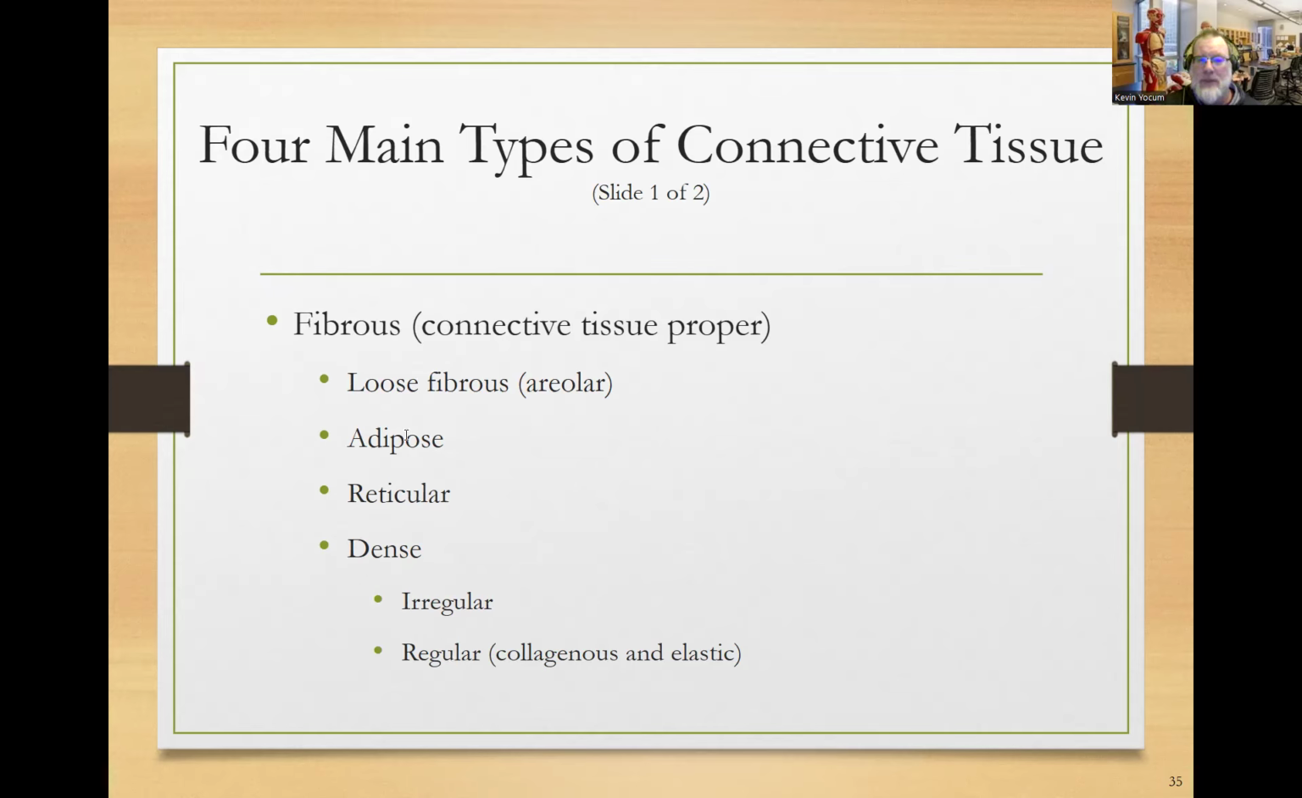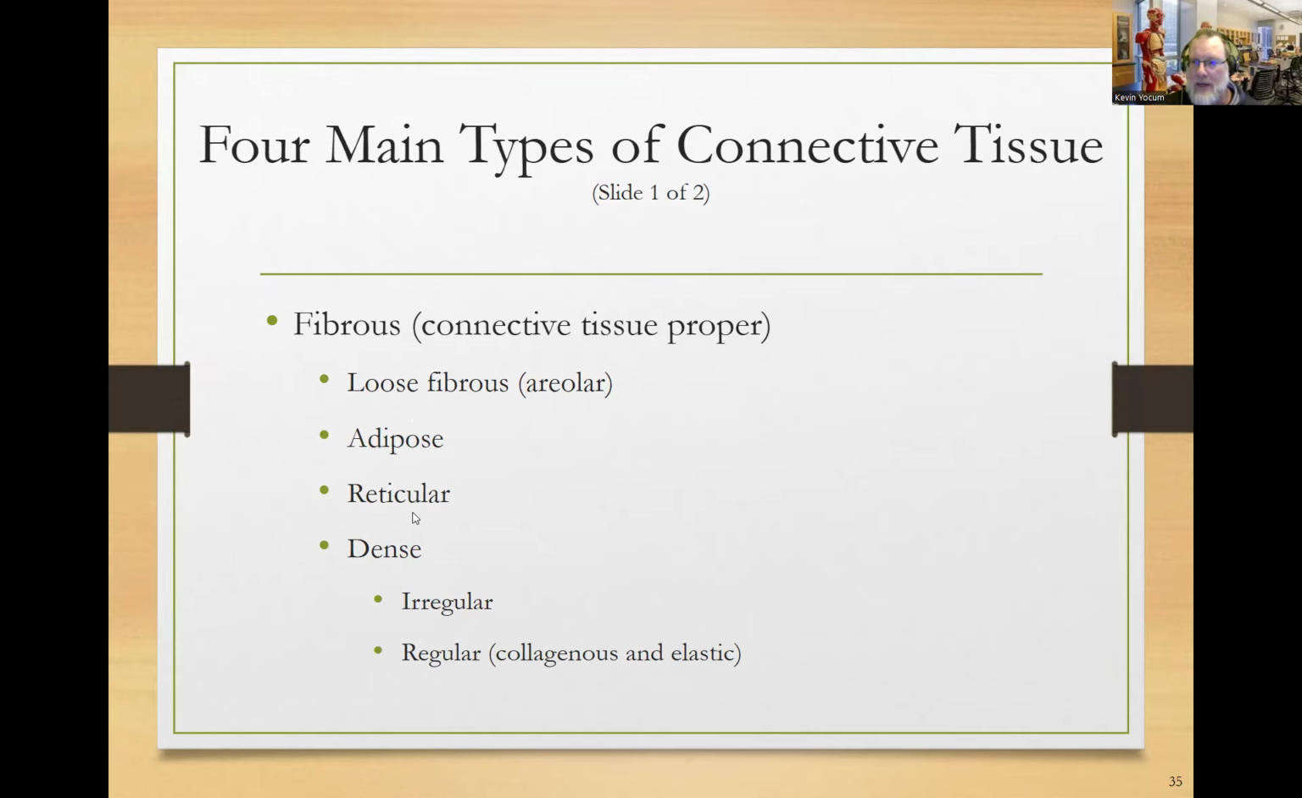Okay, adipose is a fat connective tissue, and adipose cells generally don't have very much in the way of fibers. So adipose is very easy to identify. It's usually just kind of like marshmallowy white, maybe cream-colored globs, with very limited fibers.